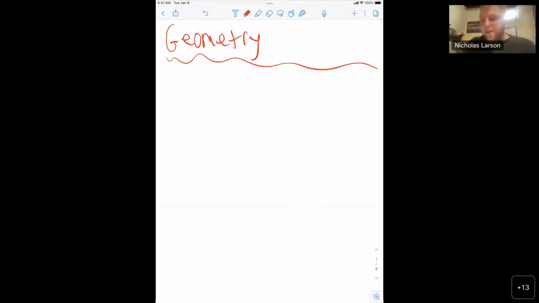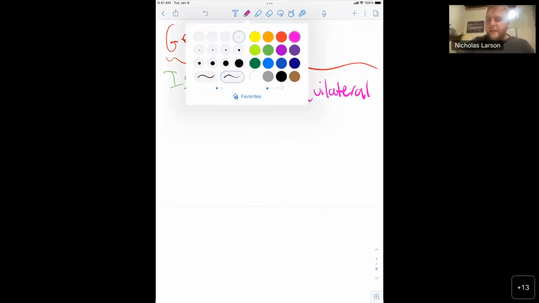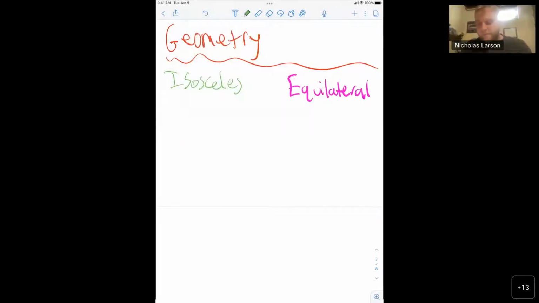All right. Well, something that you may have some background knowledge on, you may not. Isosceles and equilateral. Let's get a different color. 2 types of triangles we're going to talk a lot about this year because there are unique properties with them. Isosceles and equilateral triangles. Isosceles are unique because they have 2 sides that are the same.